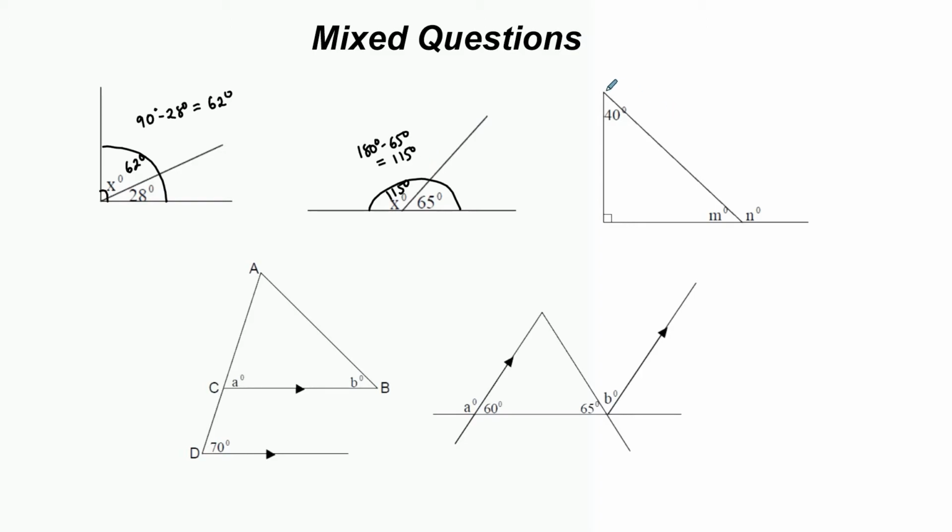Here, we've got a triangle first. Okay, this is 40. What does a right angle make? 90 degrees. This one, well, the three corners of a triangle make 180. So we're going to do, for the triangle, 180 minus 40 minus 90, which leaves us 50 degrees. So this angle here is 50 degrees.